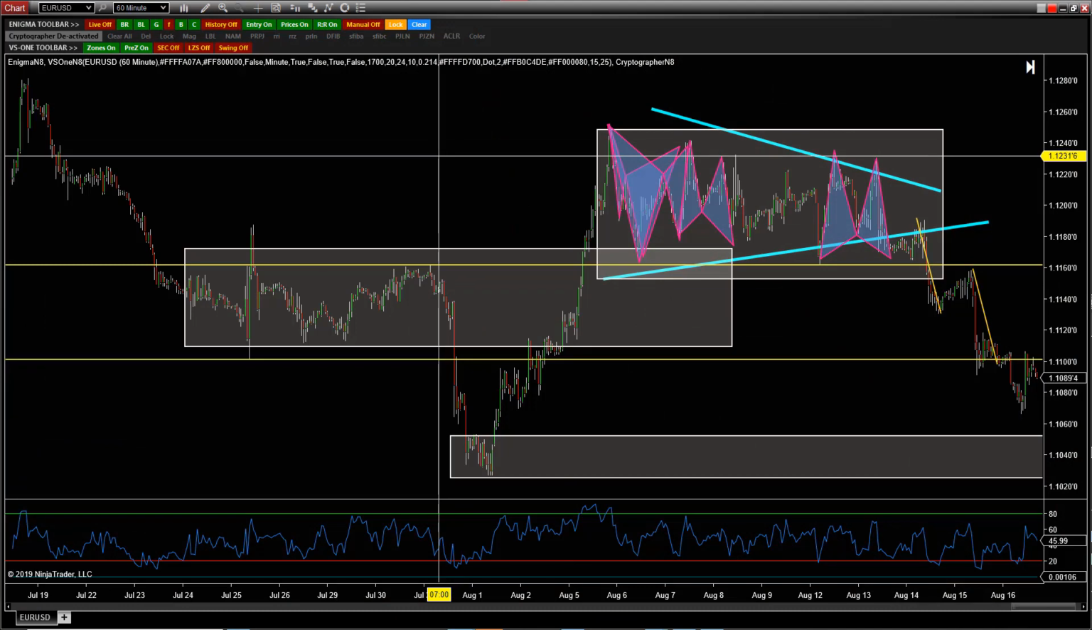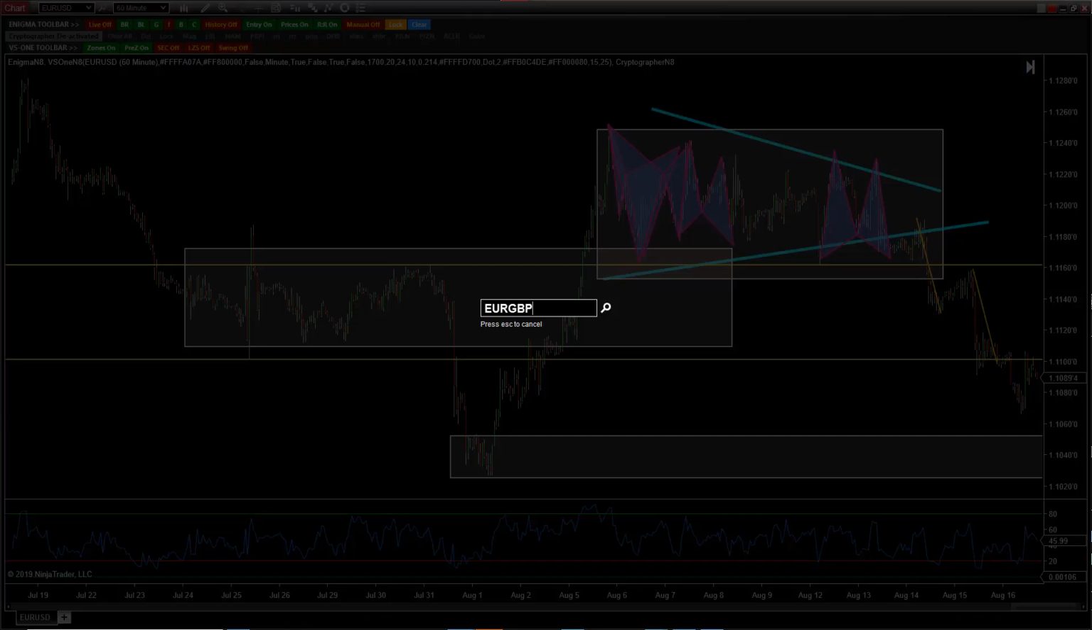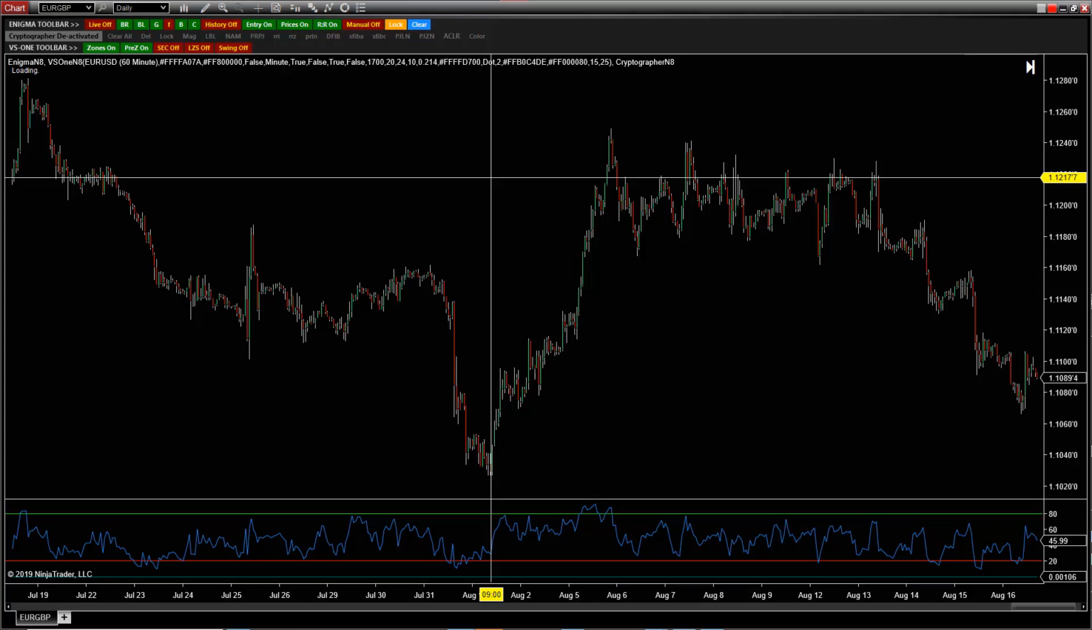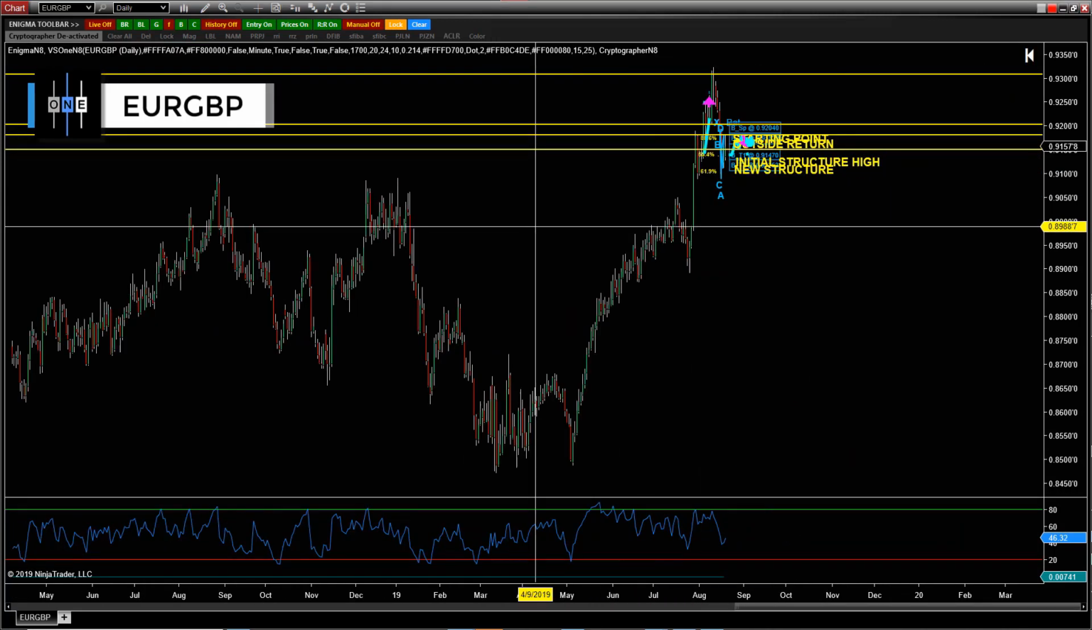So let's take a look at Euro Yen. Well, let's take a look at Euro Pound first, because this is one that has an advanced pattern formation on it that I'm using for something else. We're going to start on the daily. So Euro Pound daily, if you're following along. And we're going to delete all this stuff.